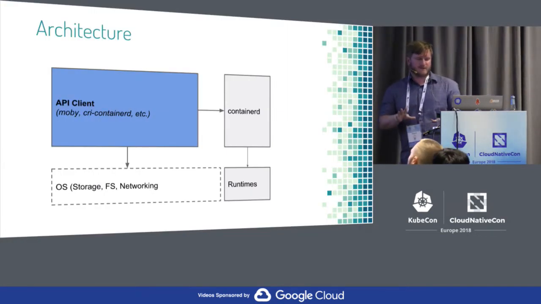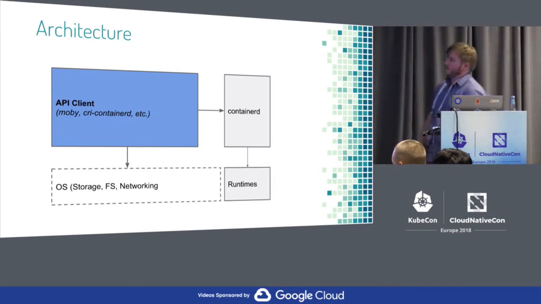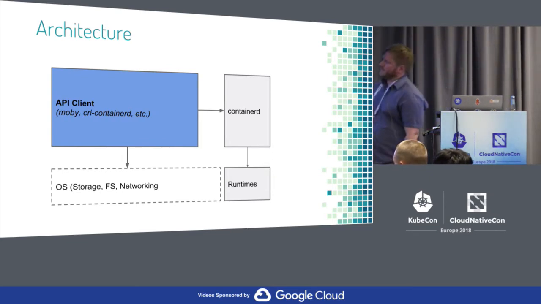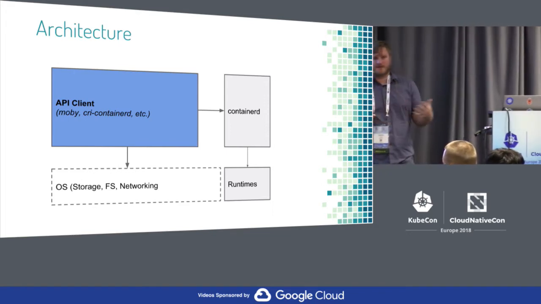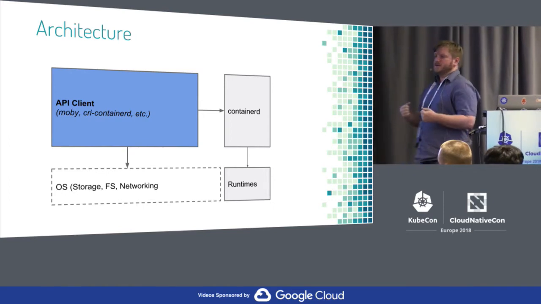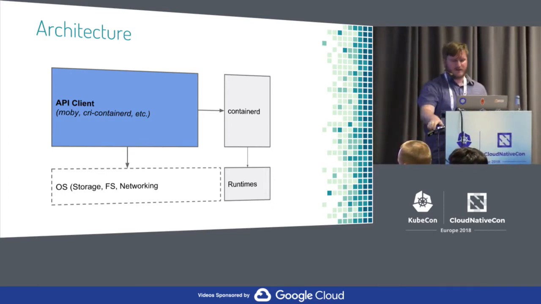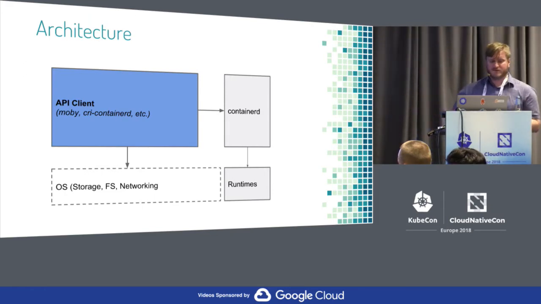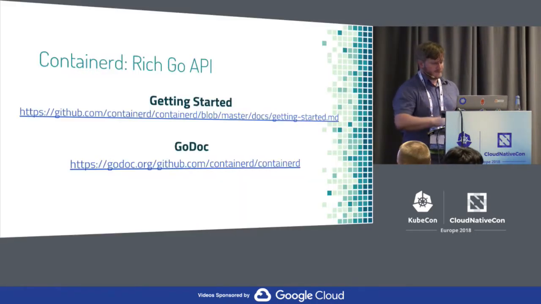A little bit more, kind of stepping back. This is how Containerd would integrate into a system like Moby or CRI. Containerd is actually merged with Containerd now, and I'll get into that later. Your API client is what's called a fat client, and it contains a lot of functionality. This allows you to modify it and change it for different applications. It interacts with the Containerd API, and also directly with the operating system, like storage, file systems, networking, and then Containerd will actually control the runtimes.